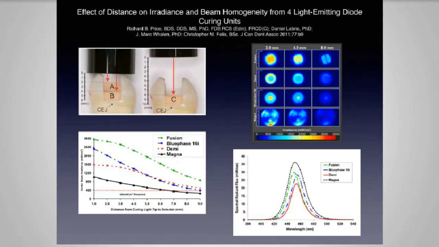This paper by Price looks at the irradiance or the beam homogeneity of 4 light-emitting diodes. And as you see in the upper right corner, the various intensity of various lights that are present there. When they're very close up, the light is very intense. But as you go down that chart, you can see how the light becomes more and more and more diffuse. And that's because as distance goes by, the light intensity decreases.